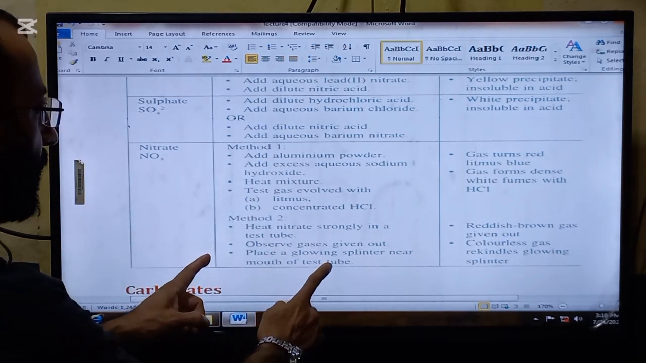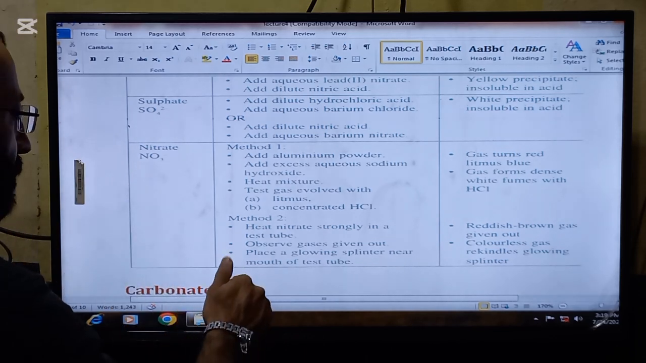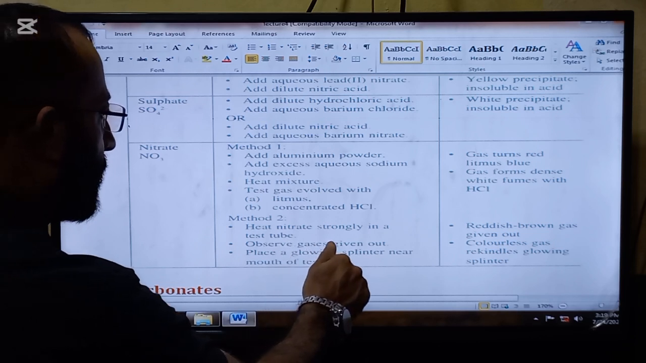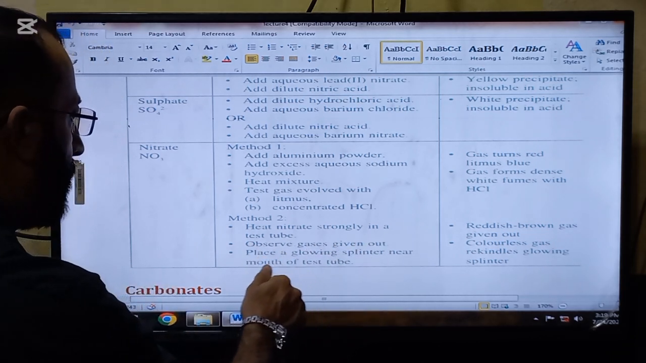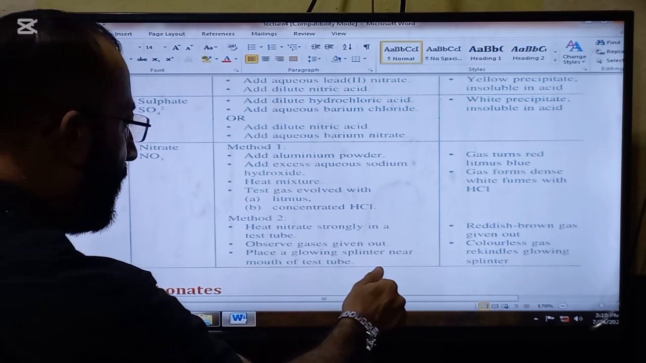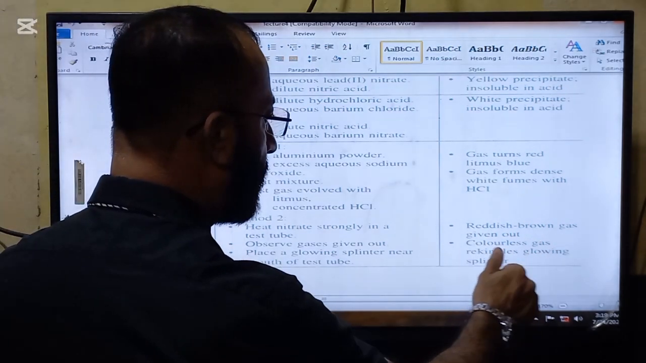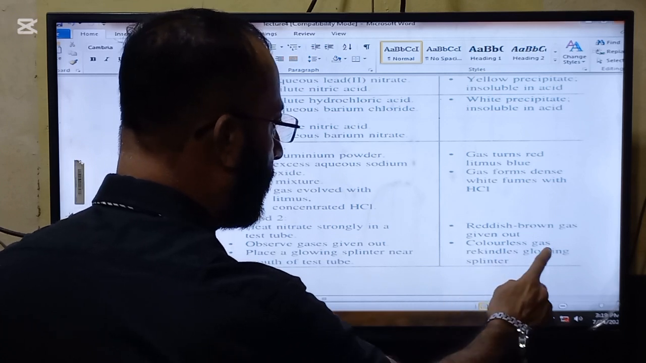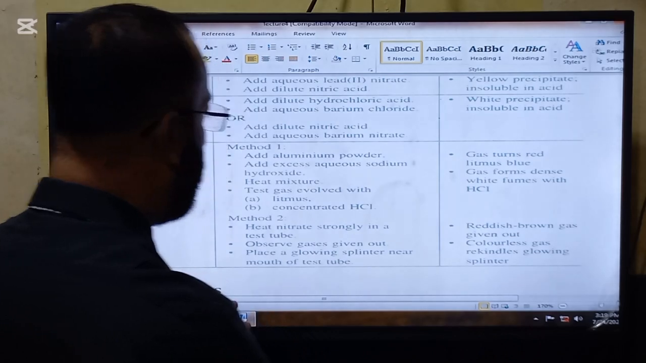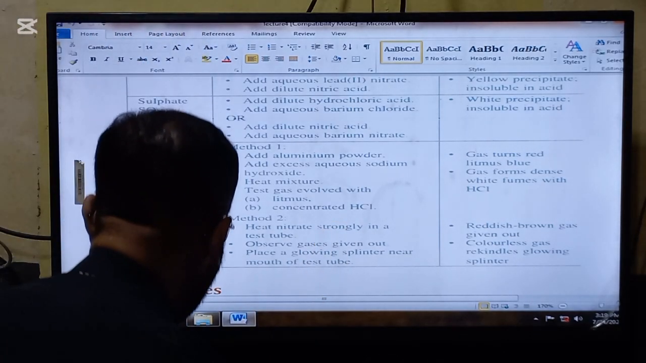Here is another method to identify the nitrate ion: heat the nitrate strongly in a test tube, observe the gases given out, and place a glowing splinter near the mouth of the test tube. If a reddish-brown gas is given out and a colorless gas relights the glowing splinter, that will be the sign that this anion is the nitrate ion.